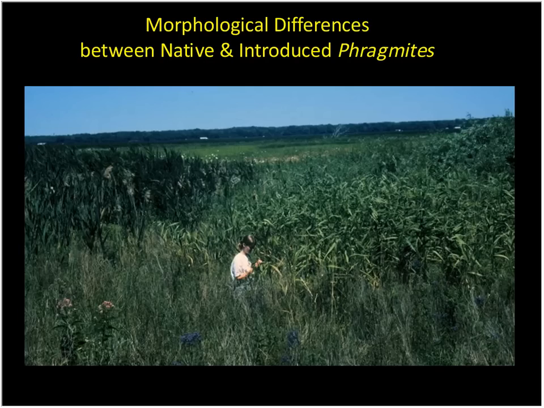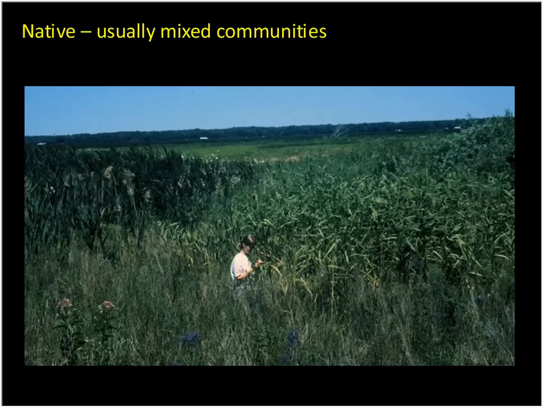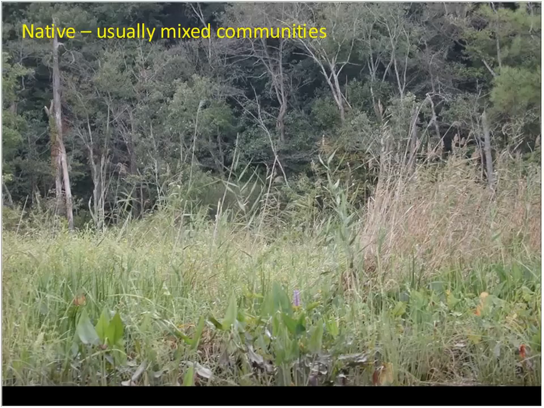So the first thing that I look at when I go to a Phragmites stand is I look at the community as a whole. Is this a monoculture, or are there other plants growing there? So typically with native Phragmites, we find it growing in mixed communities. The stem density may vary. It can be quite dense, it can be very sparse, but we usually find it growing with other plants.